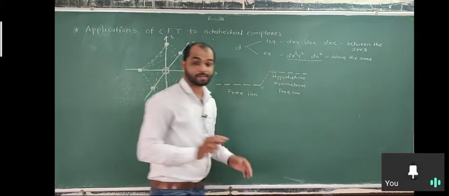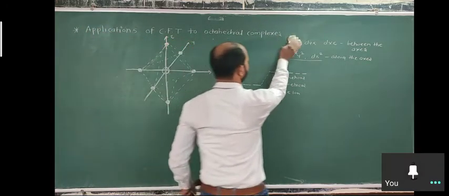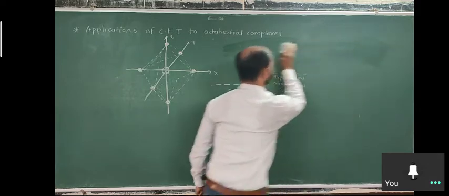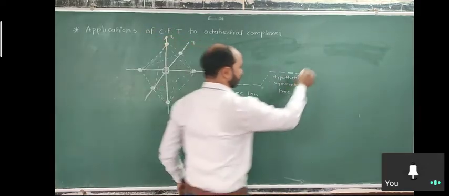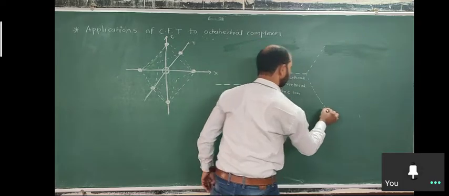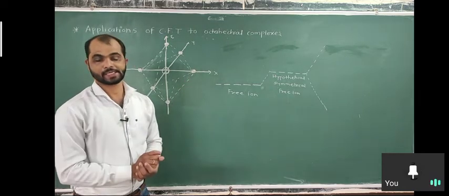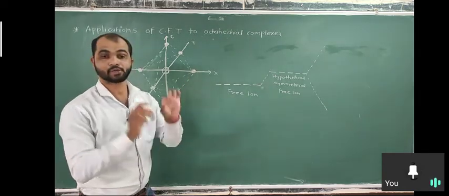Hypothetical means it is imaginary. So you just imagine about it. So here what happened? These d orbitals, when they form the complex in an octahedral field, further split into two states.